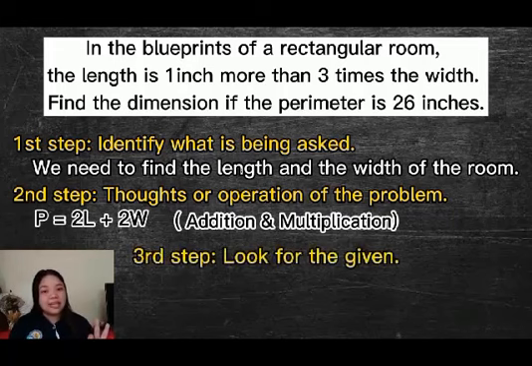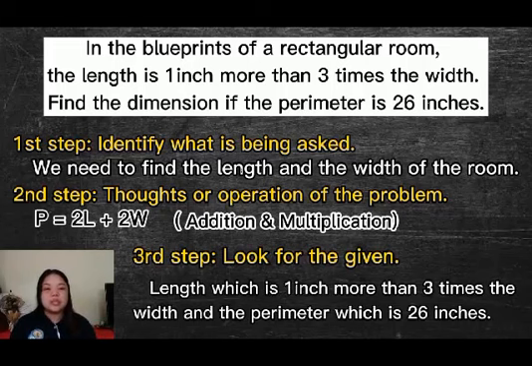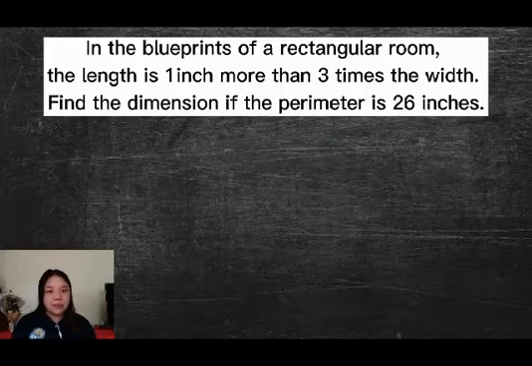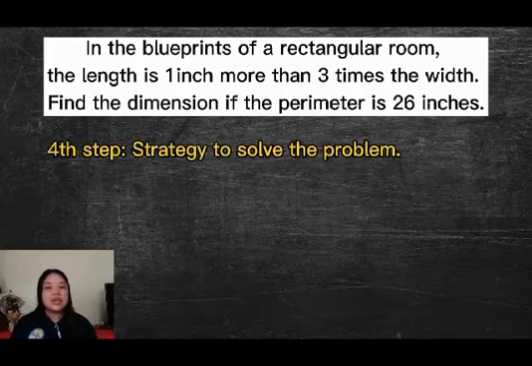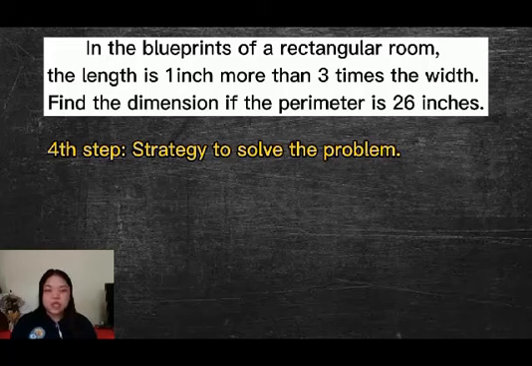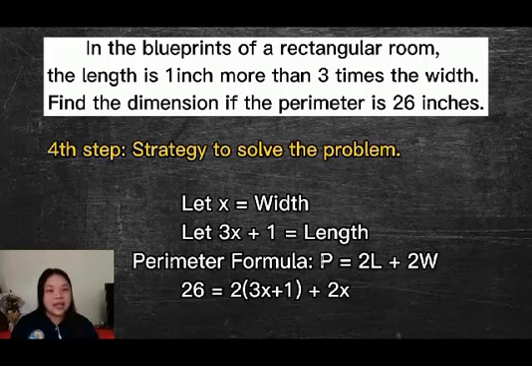Now on the third step, we need to look for the important information. Those are the length, which is 1 inch more than 3 times the width, and the perimeter, which is 26 inches. Now it's time to plan our solution. We know the length is 1 more than 3 times the width. So we are going to let x be equal to the width. Therefore, our length will be equal to 3x plus 1. Then let's plug in the length and width into the perimeter formula, and it will be 26 equals 2 times the quantity of 3x plus 1, plus 2x.